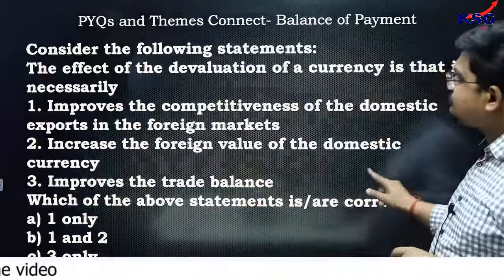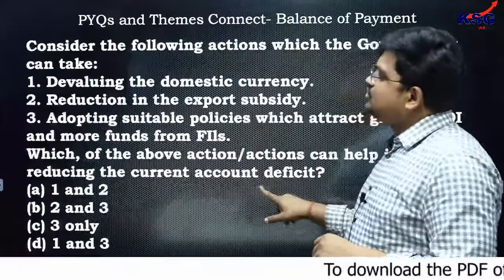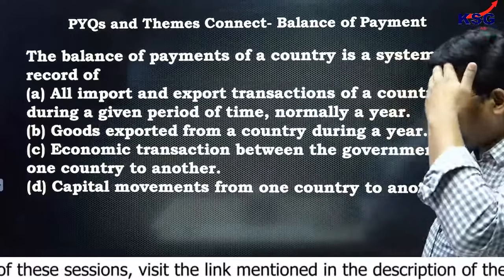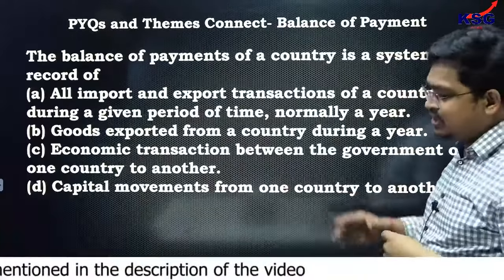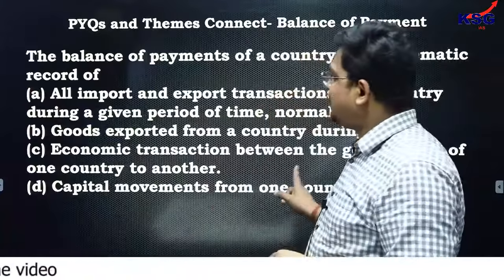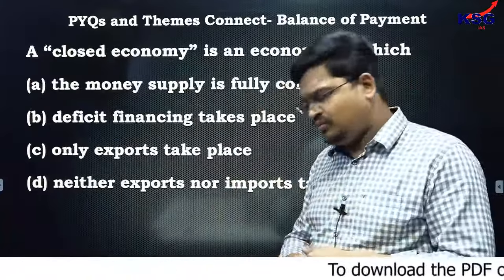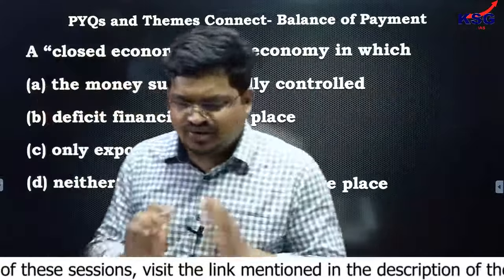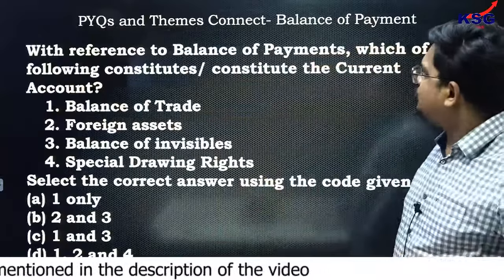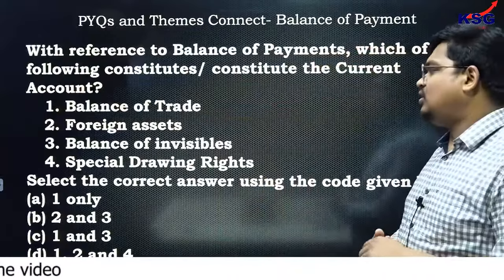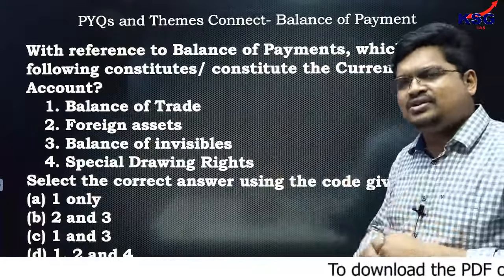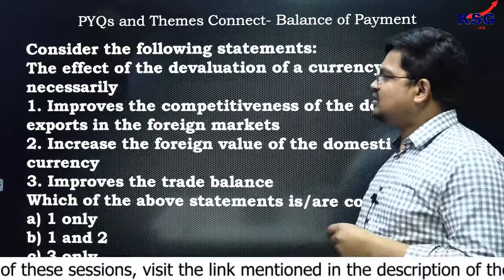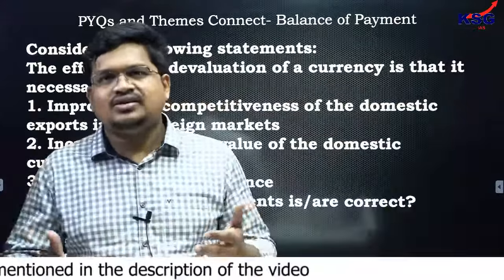Now, let me summarize what we have discussed. Balance of payment was our theme for today's discussion. First, we saw what balance of payment is. Then we discussed what closed and open economies are, and autarky is a term used for the closed economy, which is a very famous one. Then we discussed the current account, or simply the components of the current account. Then we saw the current account deficit, and then we discussed the implication of devaluation as such.